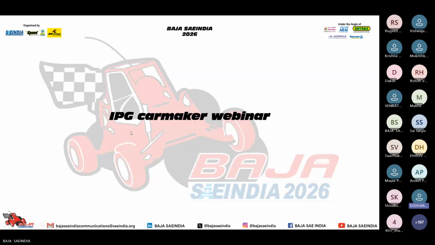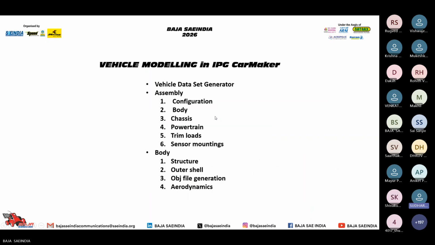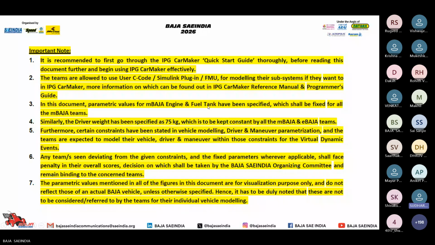Today we are going to see the parameterization of the car for the BAJA India vehicle. In this webinar session, I will be explaining about the vehicle dataset generator, assemblies, and the body section. First, I will explain with the PPT I have prepared. Then I will show it in the software side by side. These are the basic important things you should follow while entering the data for your buggy in the IPG CarMaker.